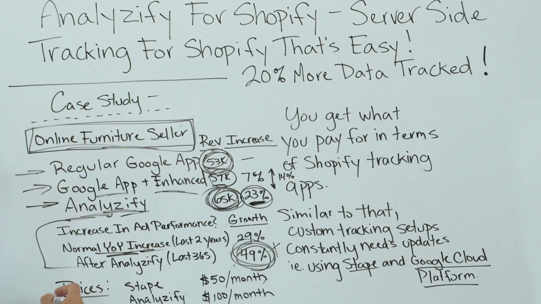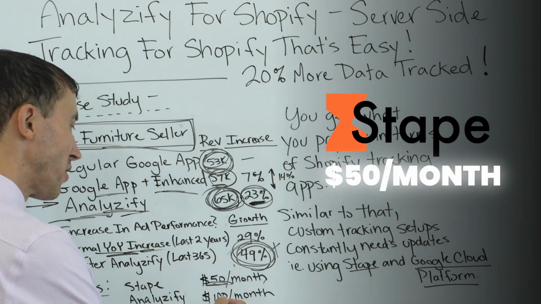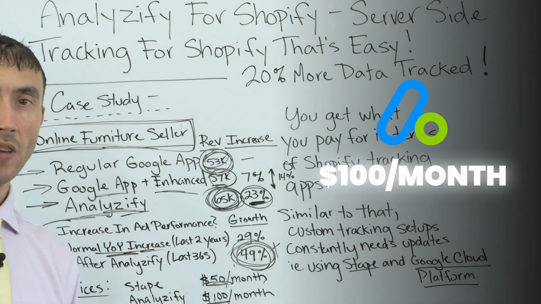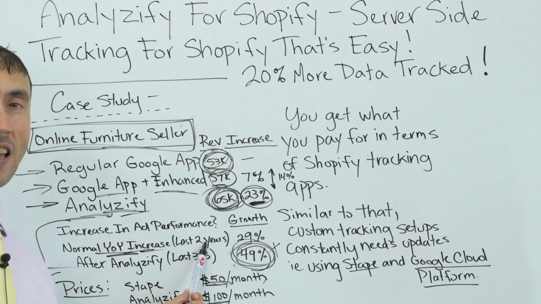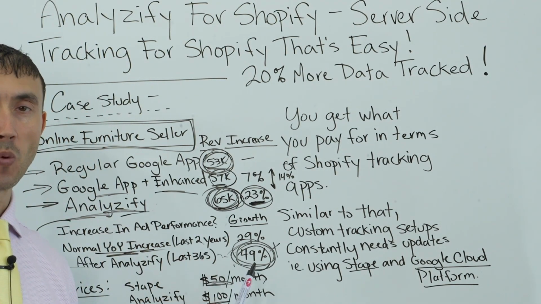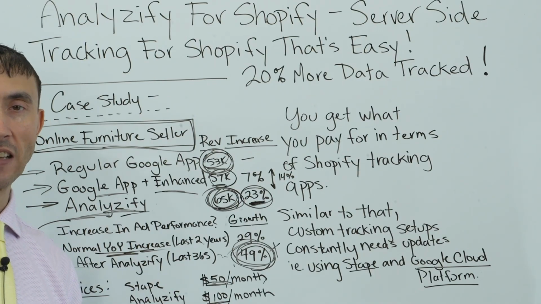With all that said, prices. Now, here's where you may say, I don't know, Corey. Stape.io to do server-side tracking is $50 a month, and Analyzify is roughly $100 a month. So you may say, I don't know, $100 a month. That is why I did this case study, to prove to you that this is worth it. I would pay $1,000 a month for it at the end of the day, certainly.